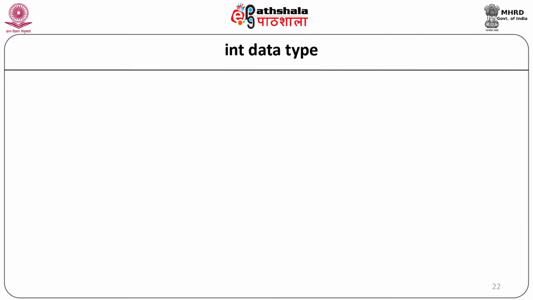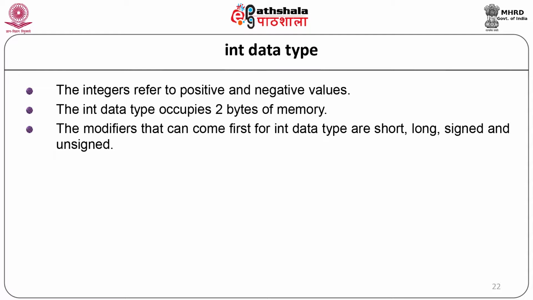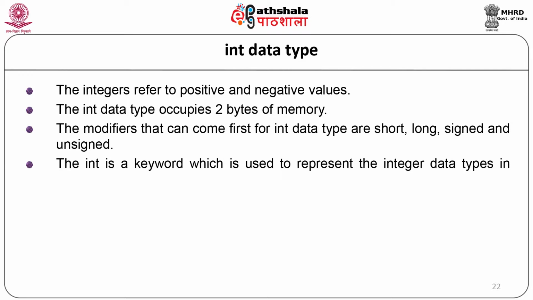Now let us see the integer data type. The integers refer to positive and negative values. The integer data type occupies 2 bytes of memory. The modifiers that can come first for integer data type are short, long, signed and unsigned. The int is a keyword which is used to represent the integer data types in C++.